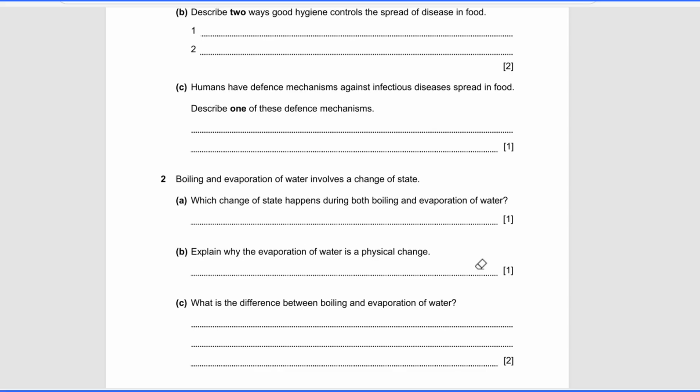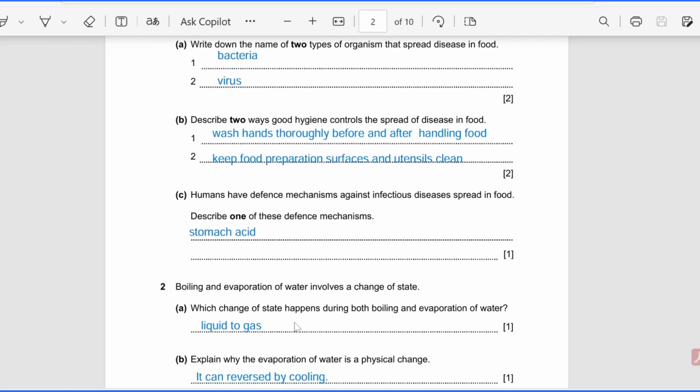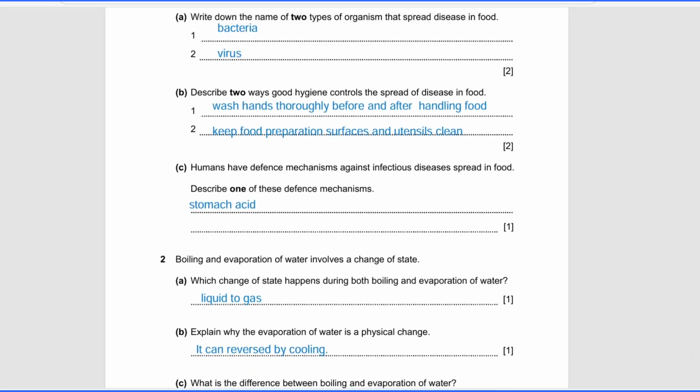Let's move on. Okay, so question 2b, explain why the evaporation of water is a physical change. 10 seconds. Let's check out the answer, guys. If you have not finished, you may pause this video. So the answer for 2b is it can be reversed by cooling. Alright, let's move on. If you have any other answer, you may write it down in the comment section.